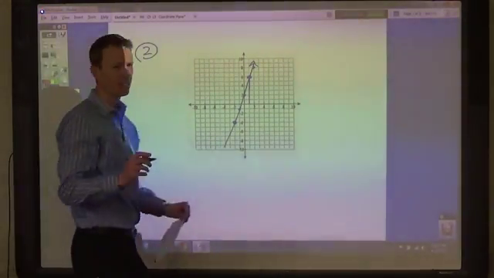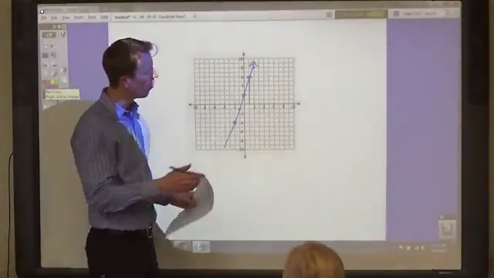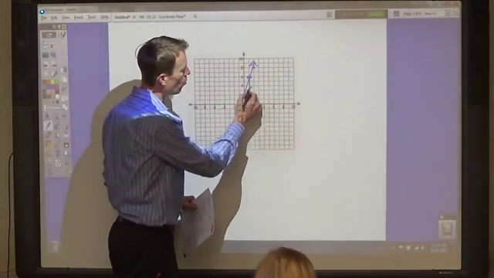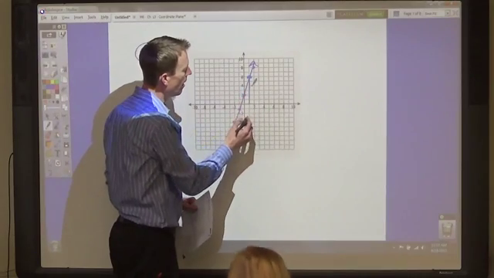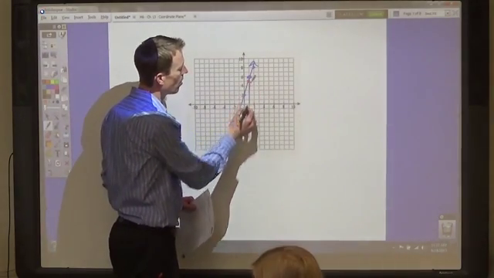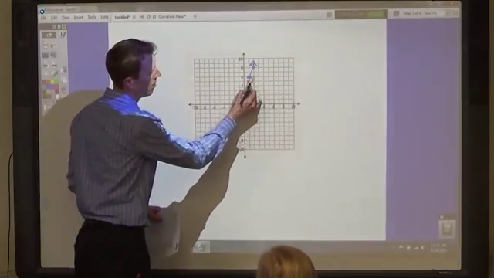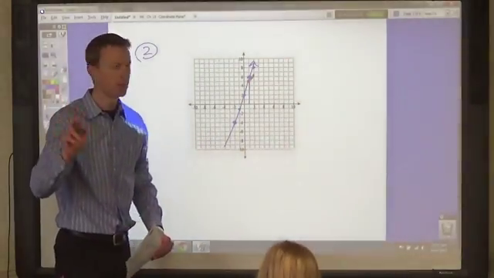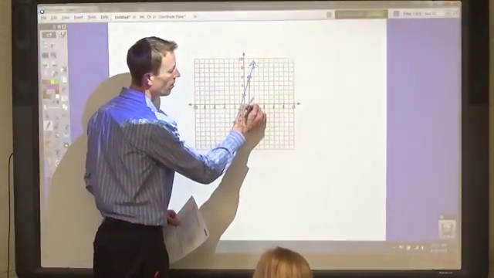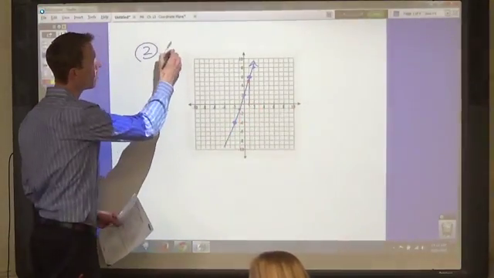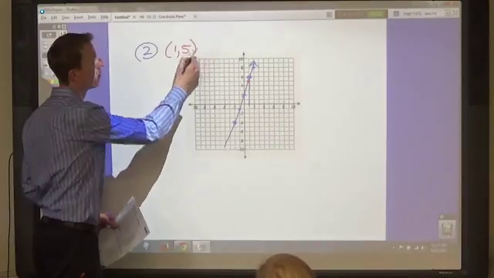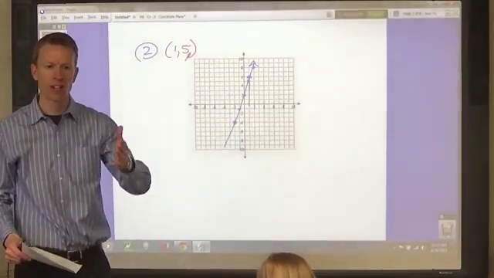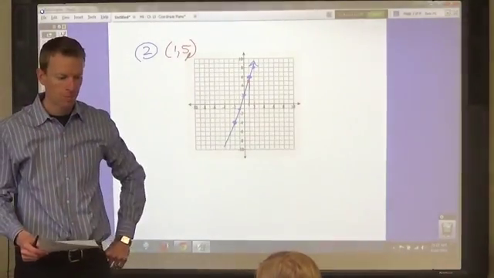Okay, listen. If you draw a really straight line, this will cross 1, 5, cross there. At 1, 5. That's what they're looking for here. Okay. So write for number 2, it crosses at 1, 5. It crosses at 1, 5. Pay attention here.